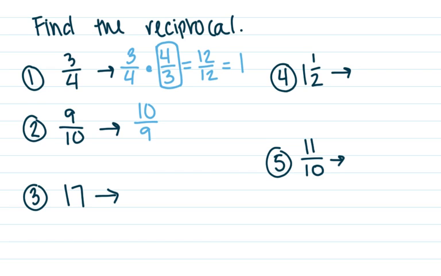For number 3, remember this 17 written as a fraction is 17/1. So our reciprocal would be 1/17. For number 4, we have a mixed number there. So very quickly, I'm going to change this into an improper fraction so I can find that reciprocal. 2 times 1 is 2 plus 1 is 3. So this is 3/2. So our reciprocal would be 2/3. And then lastly, we have that improper fraction there, 11/10. Our reciprocal would be 10/11.